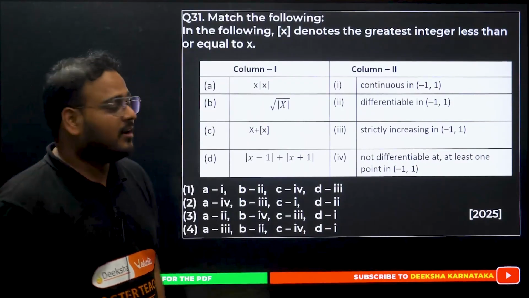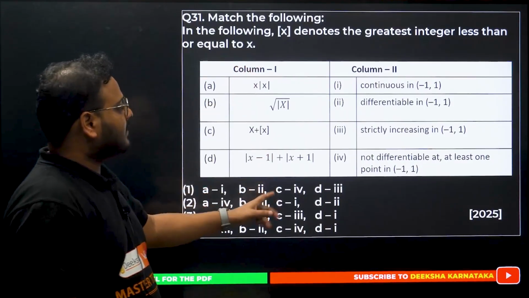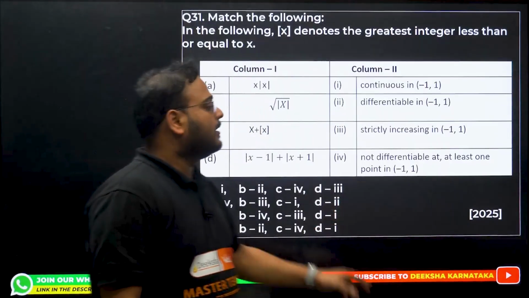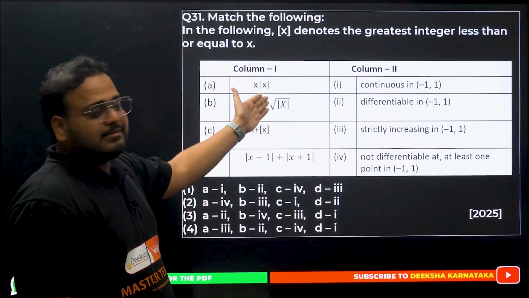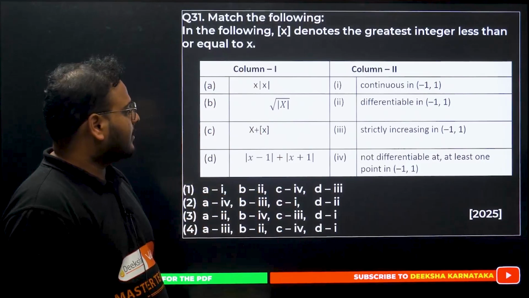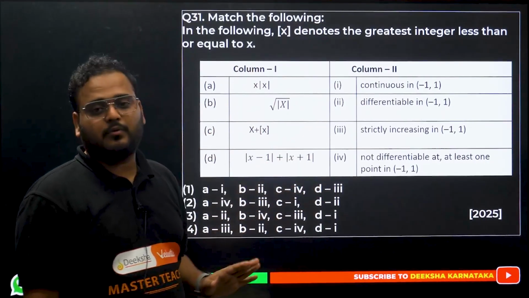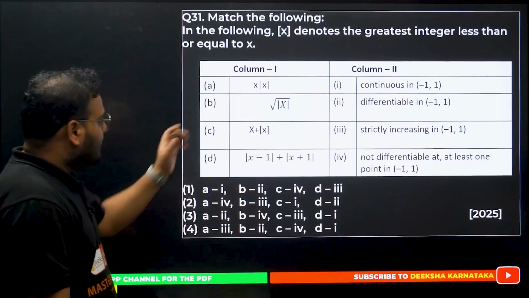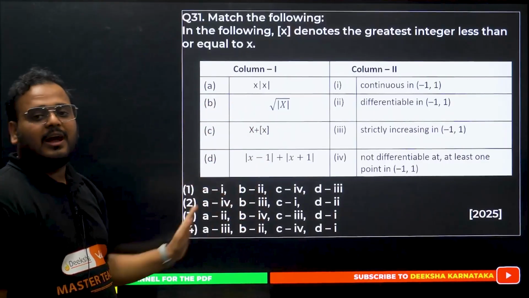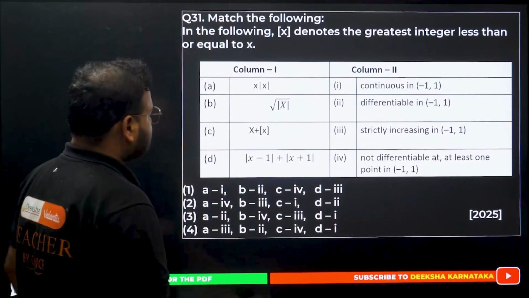We have column 1, it's a PYQ from 2025, this year. X times mod x, so many functions are given. One way is to find all the conditions and check which is the suitable option. The other way is to keep finding the conditions over here and look for the options at the same time, which will be faster. I'll show you.